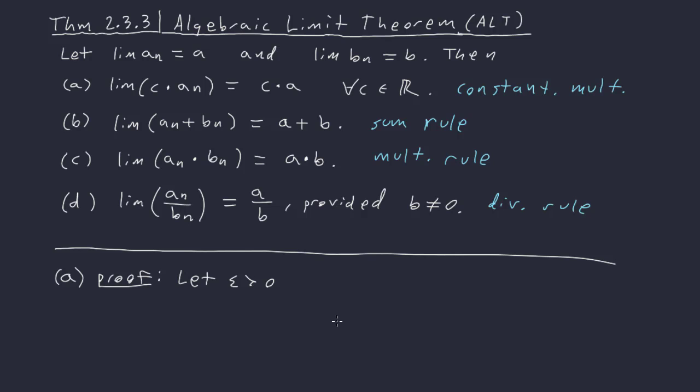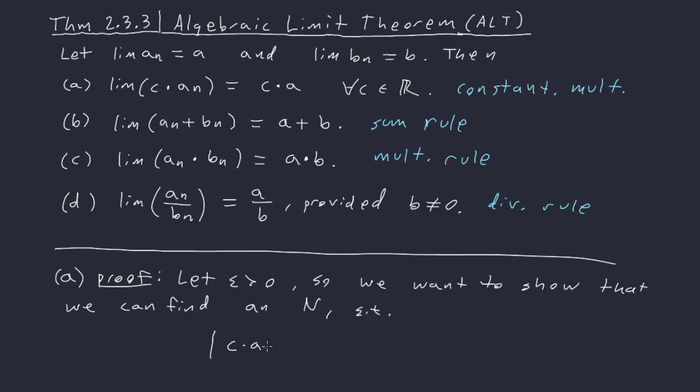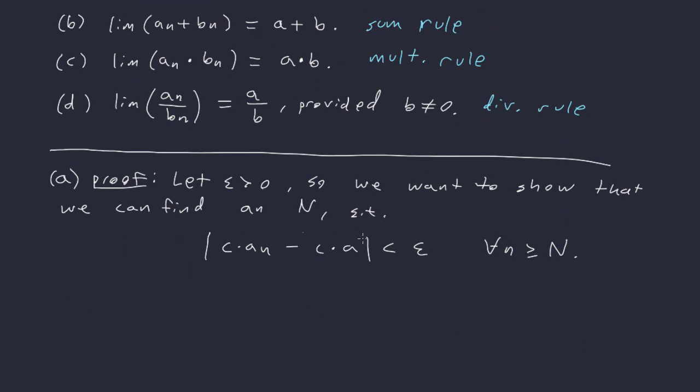Okay, and we want to show, we're looking at the limit of c times an. All right, so we want to show that we can find an N such that the absolute value of c times an minus c times a is less than epsilon, basically for all little n greater than or equal to this big N. And to do this, well, I can actually factor this c out.